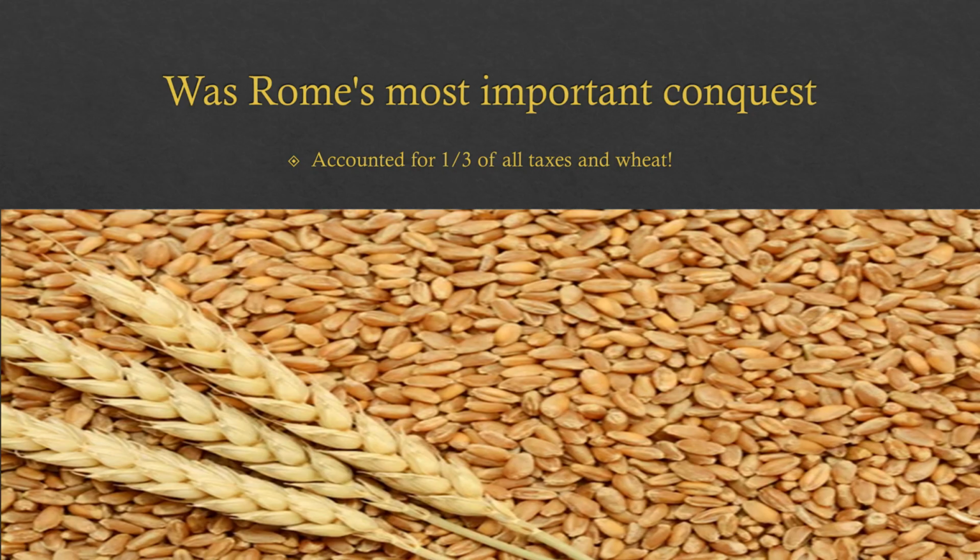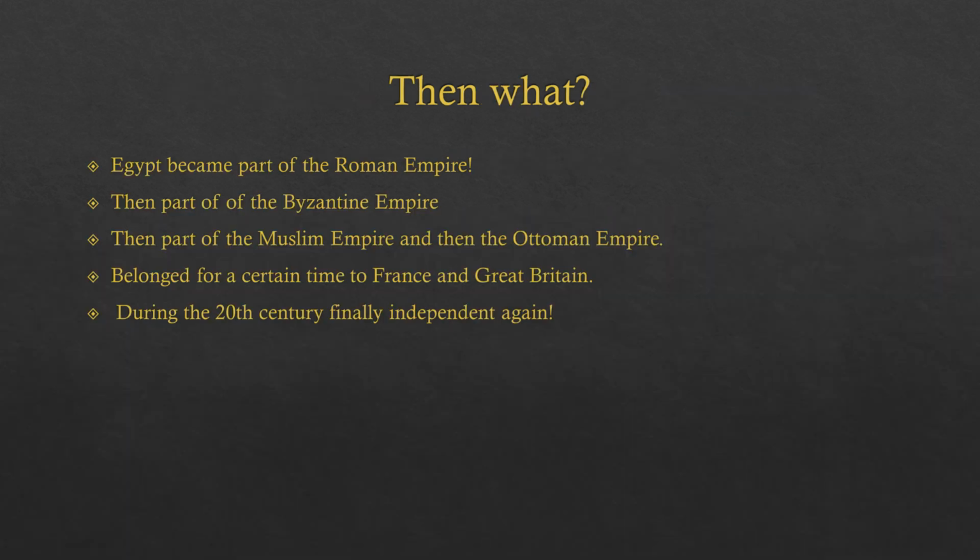And they were Rome's most important conquest. Egypt accounted for 1/3 of all the taxes and wheat. Then what? They became a part of the Roman Empire. Then they became a part of the Byzantium Empire. Then they became a part of the Muslim Empire. And then the Ottoman Empire. And then for a certain time they belonged to France and Great Britain. And during the 20th century they finally became independent again.